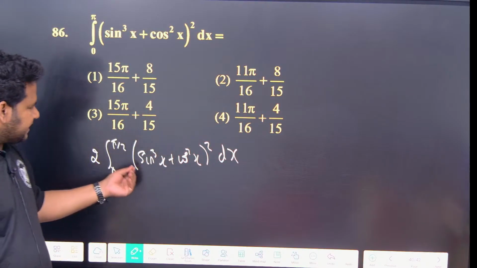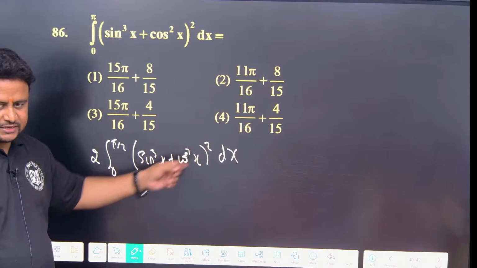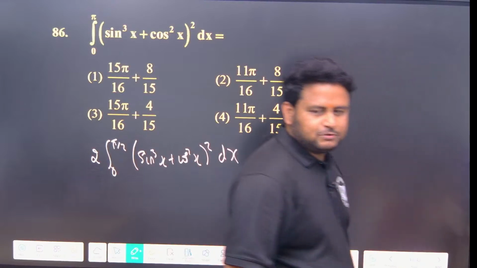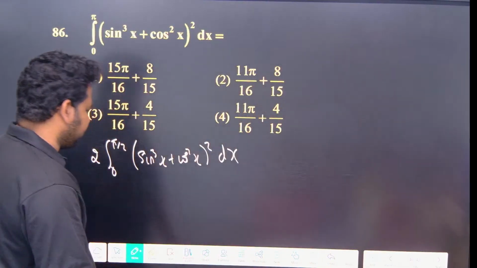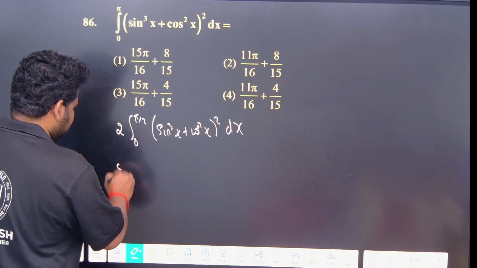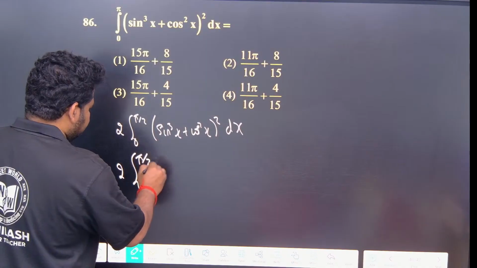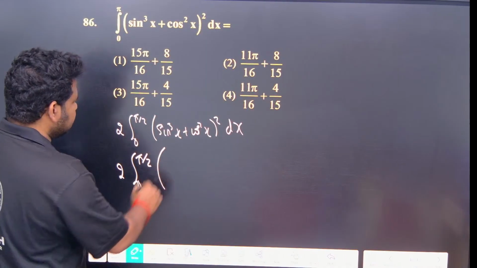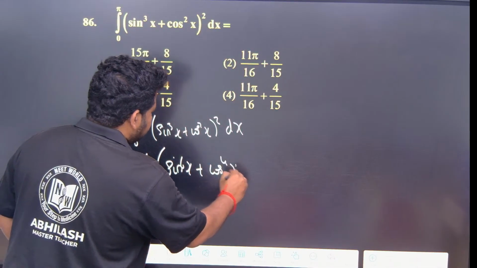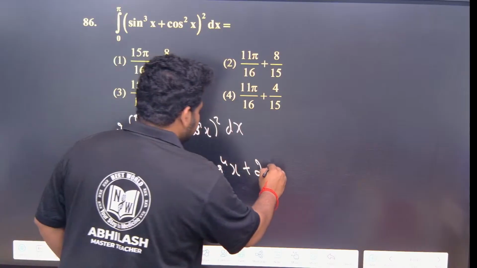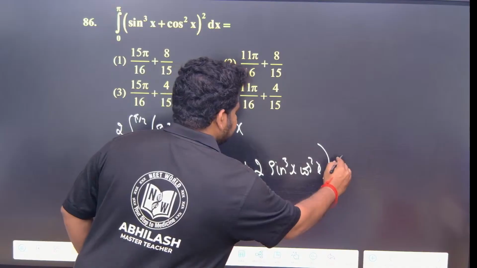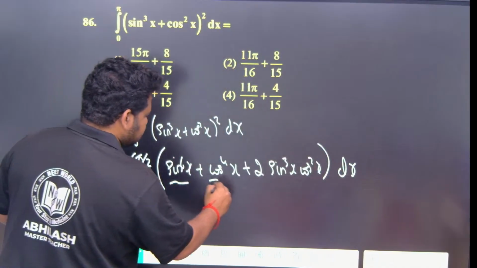But now directly I cannot apply Wallis formula because here outside square is there. What we will do? We will apply the a plus b whole square formula. If I apply, this will become 2 times 0 to pi by 2, within bracket, sin power 6 x plus cos power 4 x plus 2 times sin cube x cos square x dx. Now, Wallis formula for this and this.